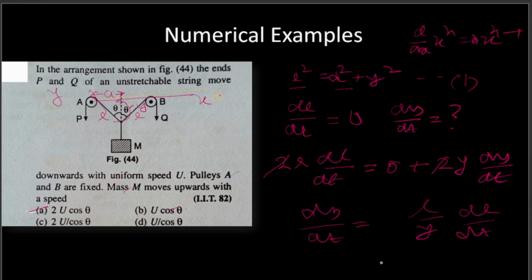dl by dt, what is dl by dt? We know that it is u, so this is u. And what is L by y? As you see, this is a triangle and this is theta. L by y is simply cosec theta, I mean sec theta. So this is sec theta, so u by cos theta, because sec theta is 1 by cos theta. So the fourth one is the correct.